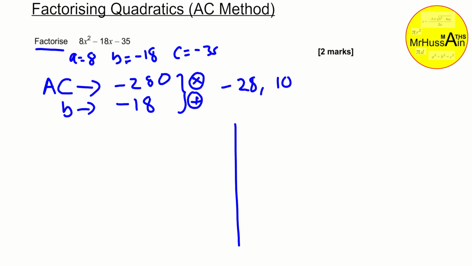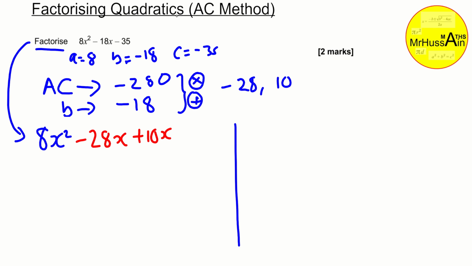So what do we do with those two numbers? We rewrite this. In order to factorise, we need 4 terms. So what we do is the middle term, we break it up into minus 28x plus 10x instead of minus 18x. And then that allows us to factorise 2 terms at a time.